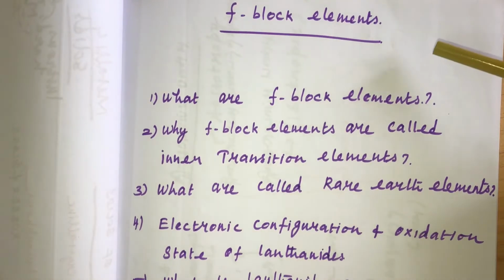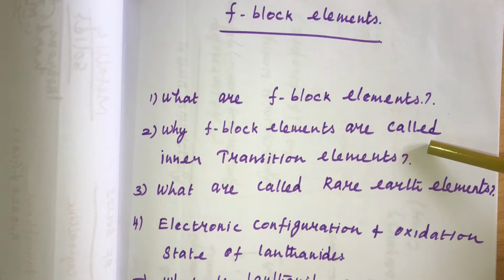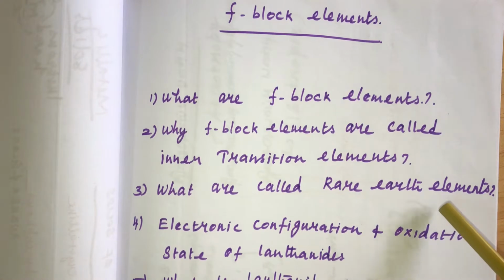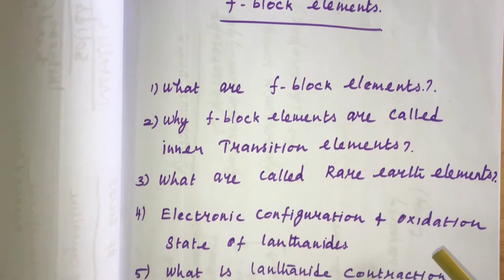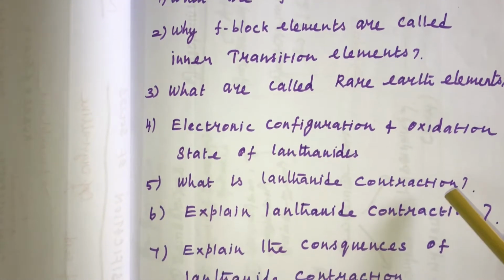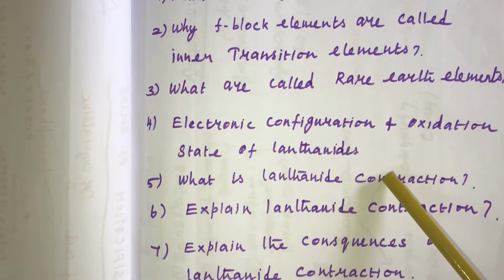F block elements. In F block elements, what we are going to see is what are F block elements. Why F block elements are called as inner transition elements. What are rare earth elements, or otherwise why F block elements are also called as rare earth elements. Electronic configuration and oxidation state of lanthanides.